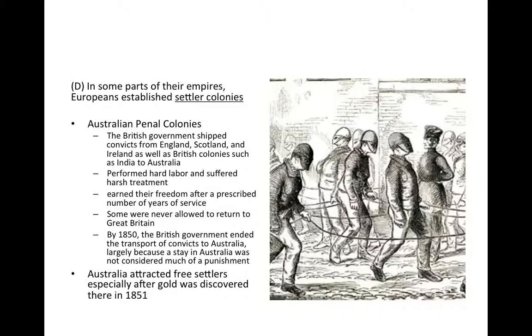All right, subconcept D states in some parts of their empires, Europeans established settler colonies. We talked about this in the last unit, right? Settler colonies were a great example. That would be the penal colonies. Australia was a prison colony. There were some settlers, farmers that went to Australia, but it was primarily a prison colony. That ends in 1850, just mostly because Australia wasn't really much of a punishment. It's a beautiful place to live.